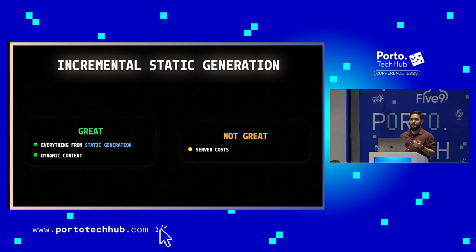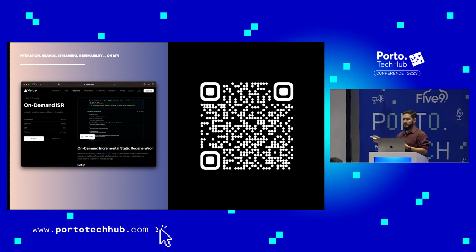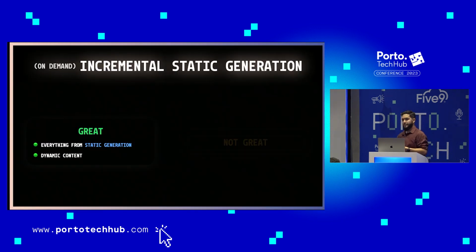So that's pretty much what's great. You get a lot of the benefits you had with static generation, plus the advantage of having dynamic content. What would not be great is that you're adding the server component. So depending on the amount of stuff you're doing on the server, there could be server costs. You might want to consider that. But to address this, we got what's called on-demand ISR. By leveraging that, done via webhooks or similar strategies, you get everything you have in static generation and dynamic content, and you cut a lot of server costs.